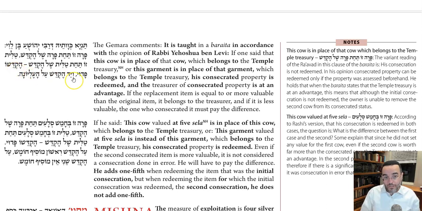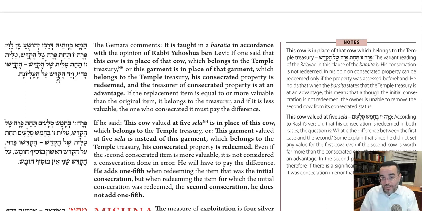So, it works, right? The property is redeemed, and if you do that, the first one is not hekdesh, and the second one is. And here's the main principle that we learn from here, that the temple treasury has the upper hand. If, let's say, Talit B is worth more money than Talit A, it was worth 5, and the next one was worth 10, the Bet HaMikdash takes all 10. And the other way around, if the first one was worth 10, and the second one was worth 5, it works.